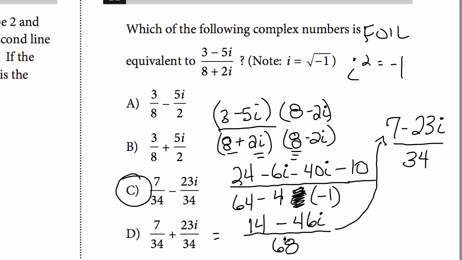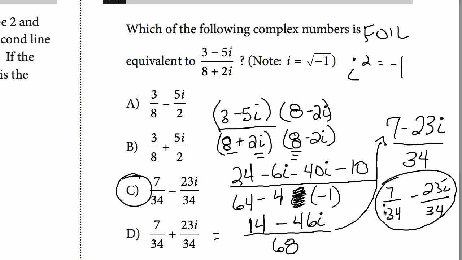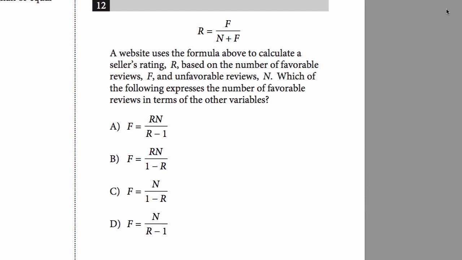And hopefully we got the signs right, because this one looks a lot like it too. But again, this simplifies into choice C. You can break it up as 7 over 34 minus 23i over 34, because the denominators are the same. Same thing, okay? Choice C, you're done. All right, the nice thing for number 12 is that I'm not even going to try and do the problem. Or I'm going to try and do it. I'm just not going to read it, because my equation has R equals, and all my answers have F equals, so that just tells me you get F by itself.